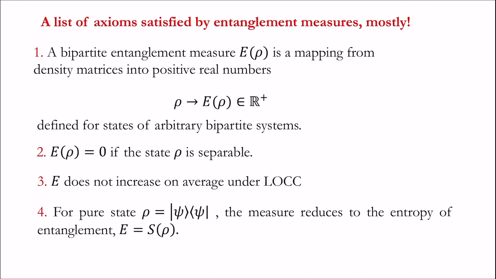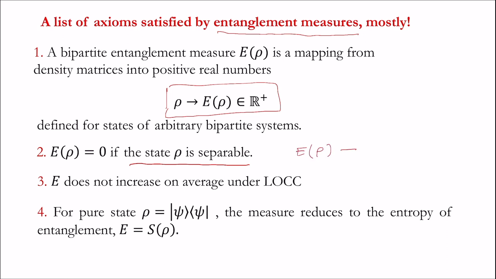Now a list of axioms is given here, which has to be satisfied by entanglement measures mostly. First of all, a bipartite entanglement measure is a mapping from density matrices into a positive real number, as we showed in the last slide. And if the entanglement measure is 0, E(rho) equal to 0, that means the state rho is separable. So if the state is entangled, a bipartite system is entangled, you are always going to get E(rho).